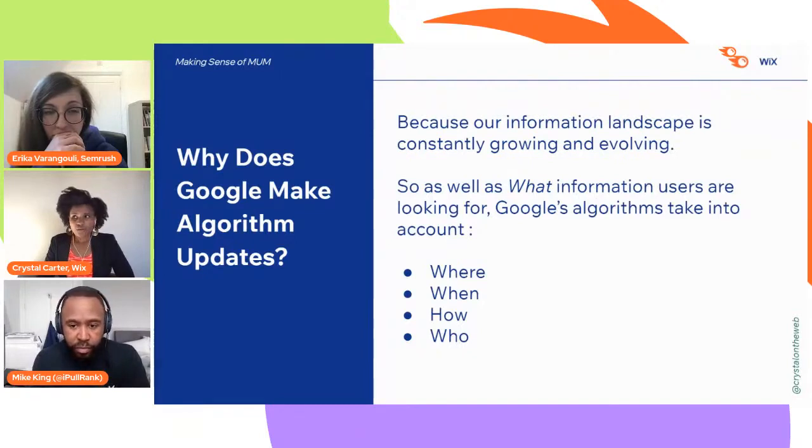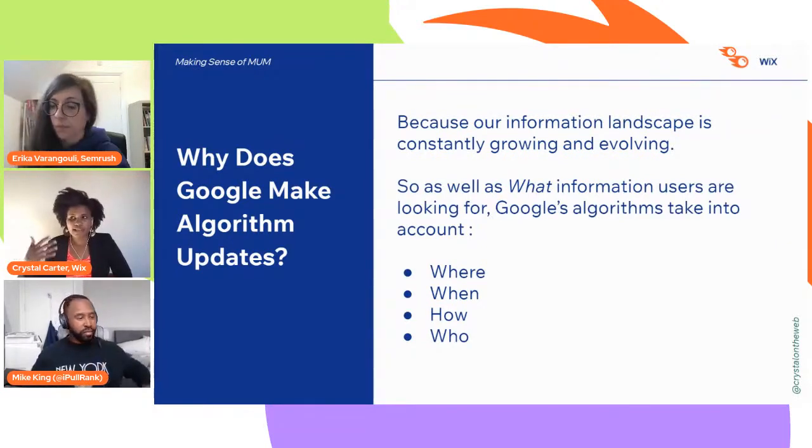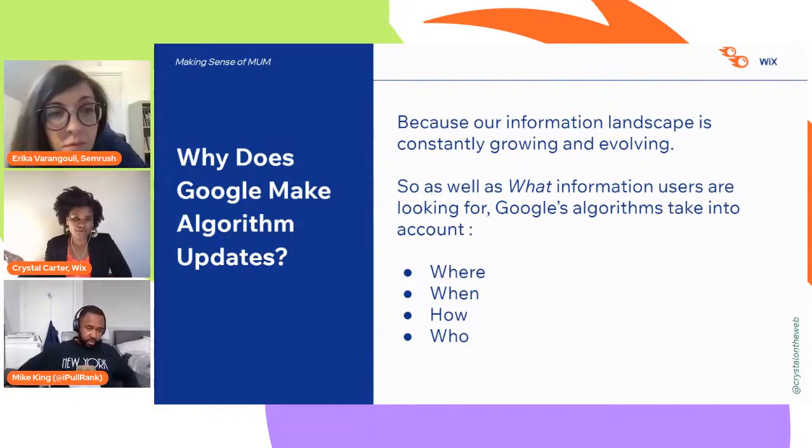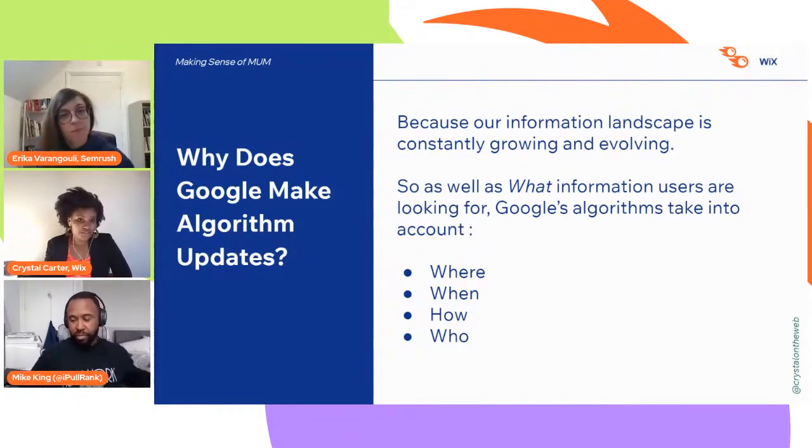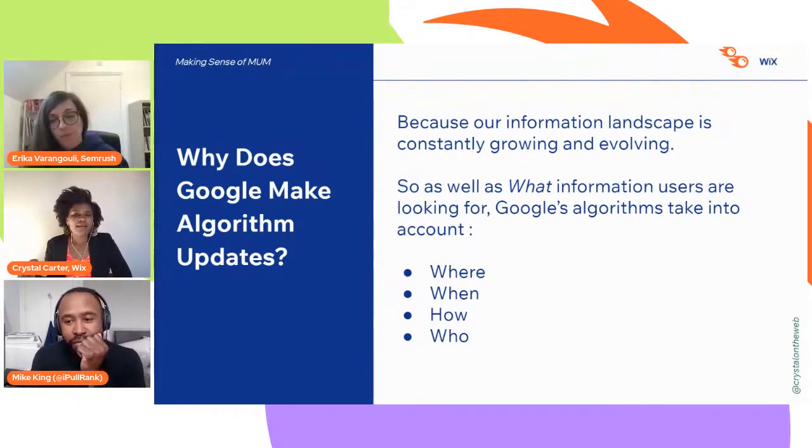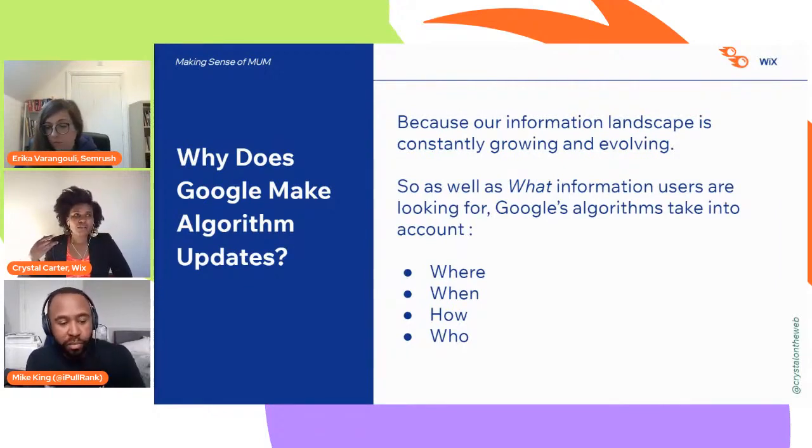If we think about way back in the day when we had 10 plain blue links, people would think about what information was available. But now Google has to account for where the person is searching, when they're searching, what time of day they're searching, how they're searching, whether they're on mobile or a screen-free device, you know, hey Alexa, hey Google, or who's searching.